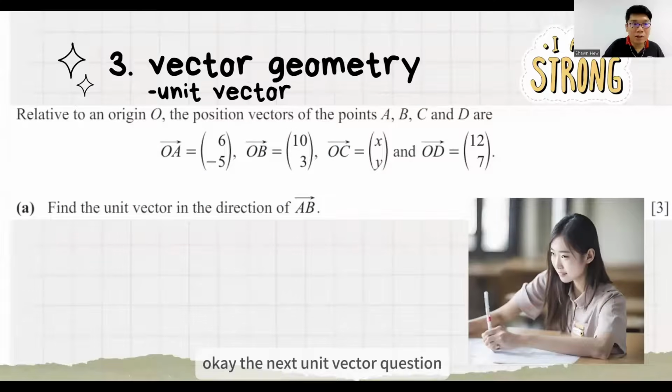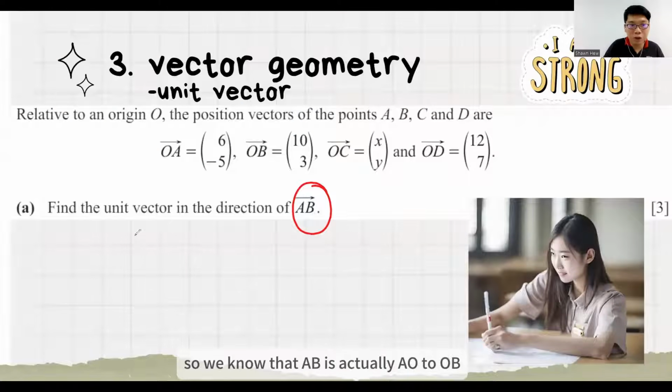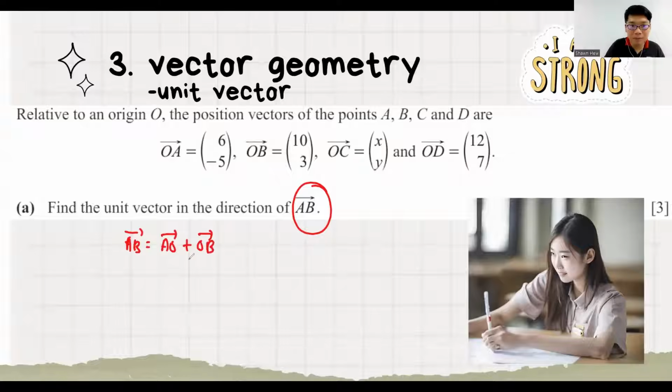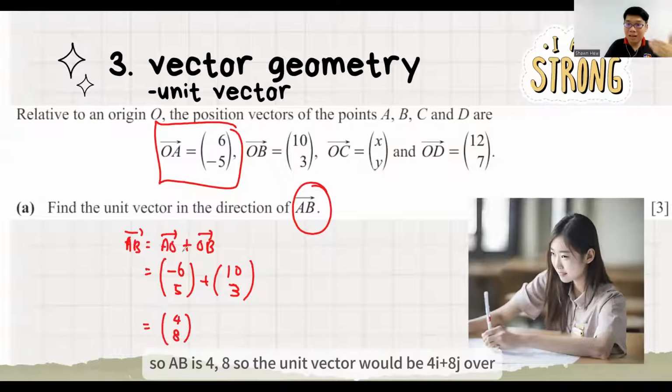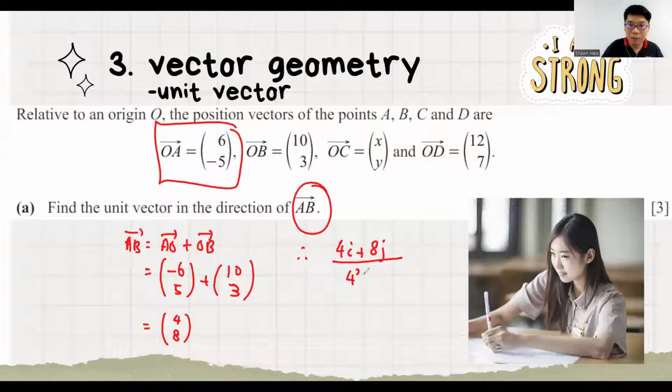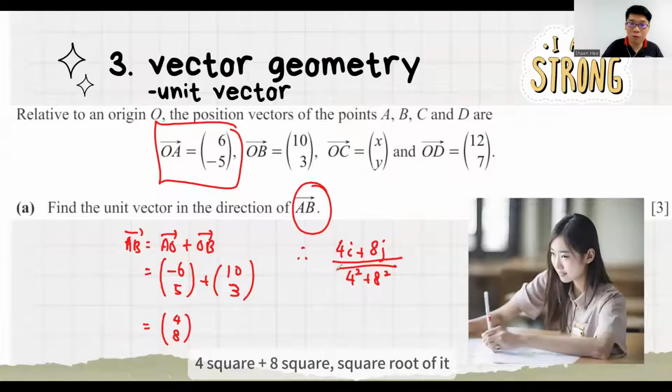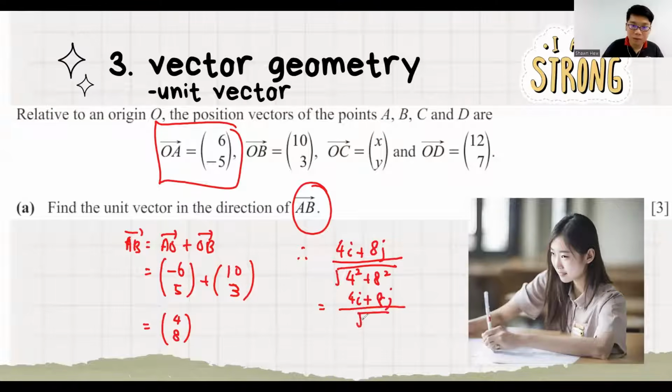Okay, the next unit vector question. The question asks us to find AB. So we know that AB is actually AO to OB. AO is the reverse of OA, so everything we change symbol. 6 will become minus 6, minus 5 will become 5. OB is this. So AB is 4, 8. So the unit vector would be 4i plus 8j over the square root of 4 squared plus 8 squared.